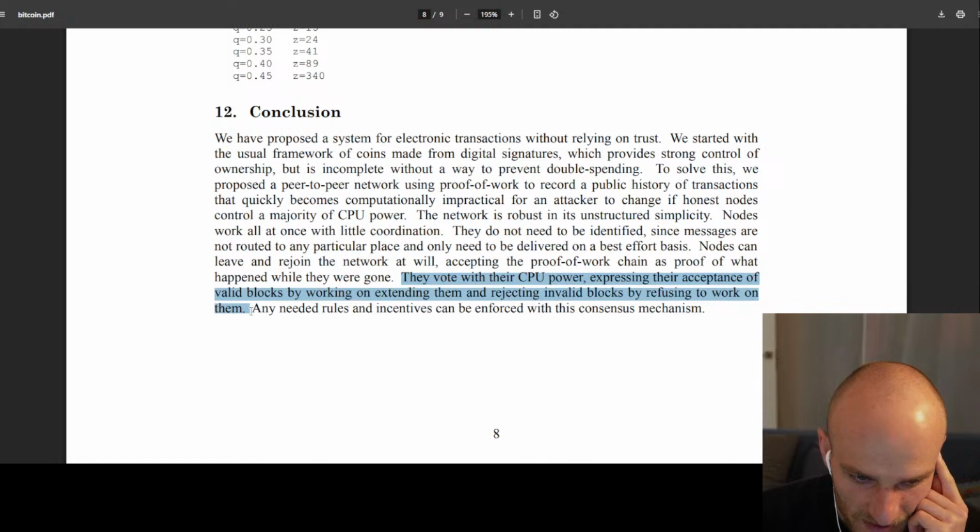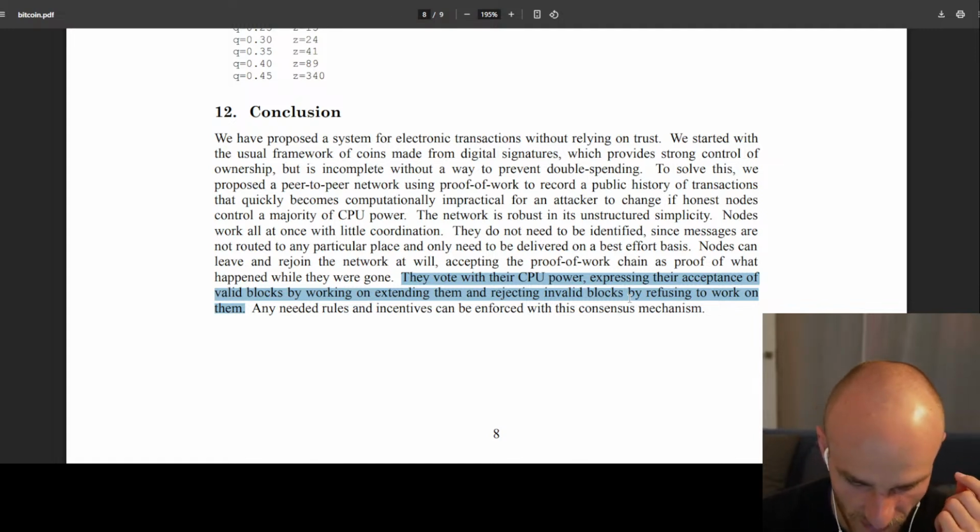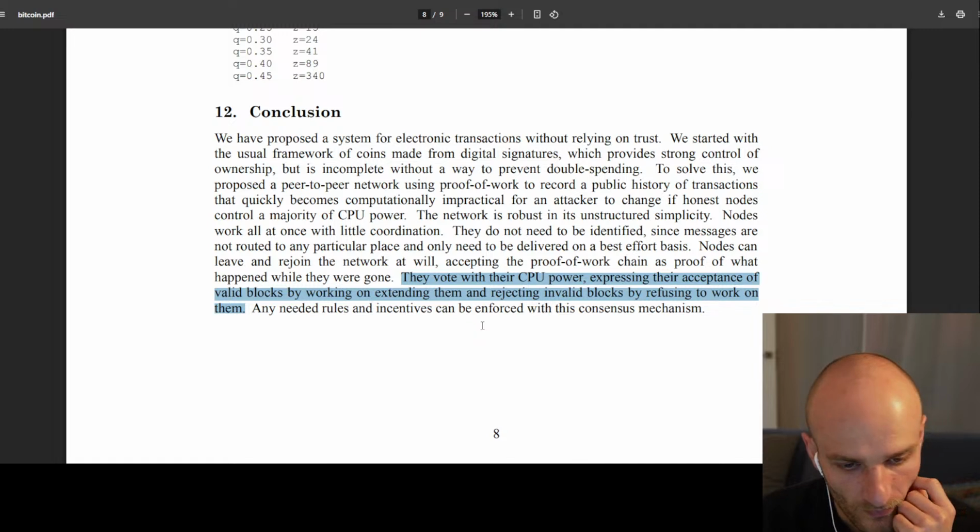So this statement is important because if a miner wants to use his computational power to create invalid blocks, they will be refused. So all the computational power this miner used will be thrown in a bin, it will just be dissipated, as the network will not accept it, as this invalid block is not allowing the other nodes to complete the protocol. Any needed rules and incentives can be enforced with this consensus mechanism.